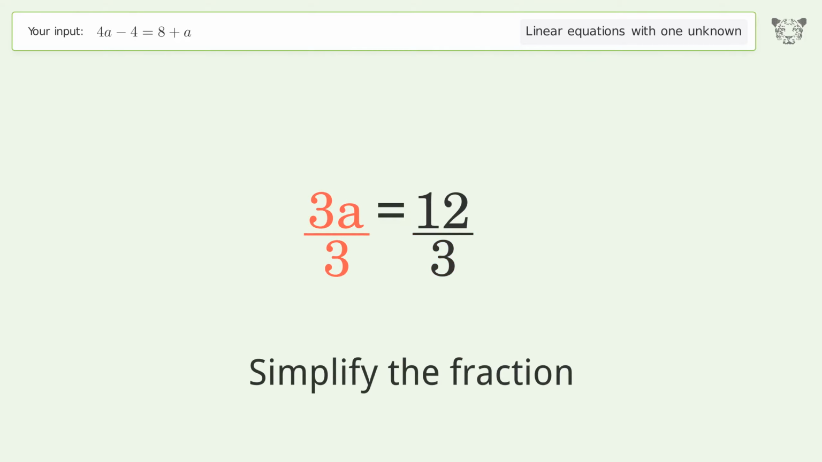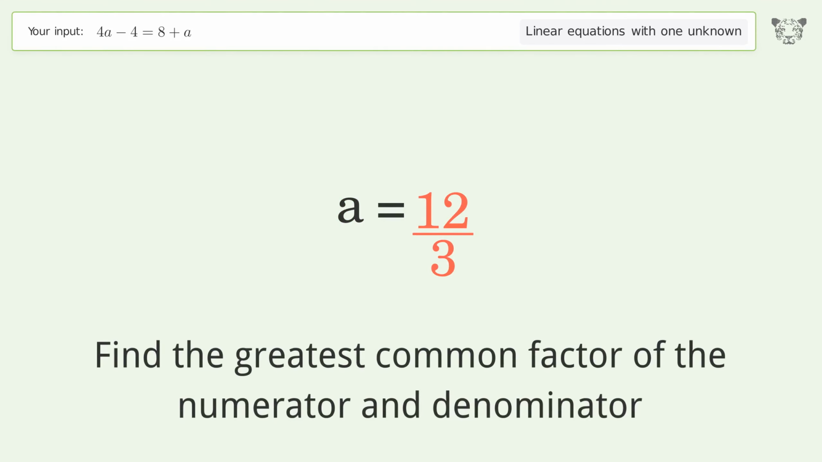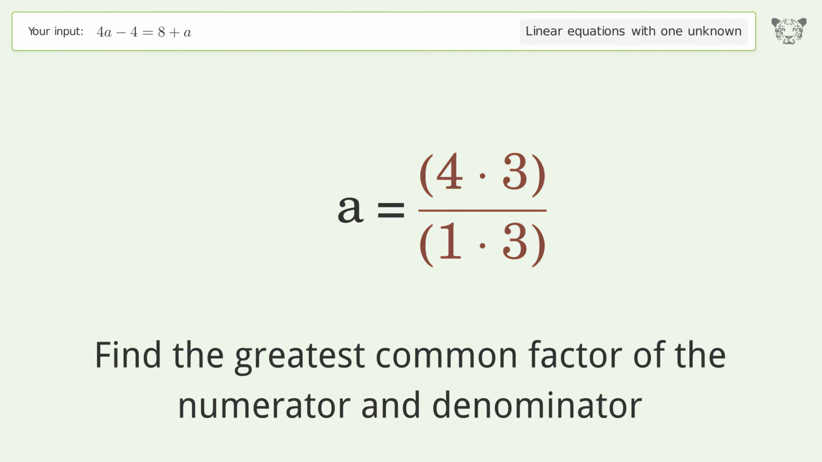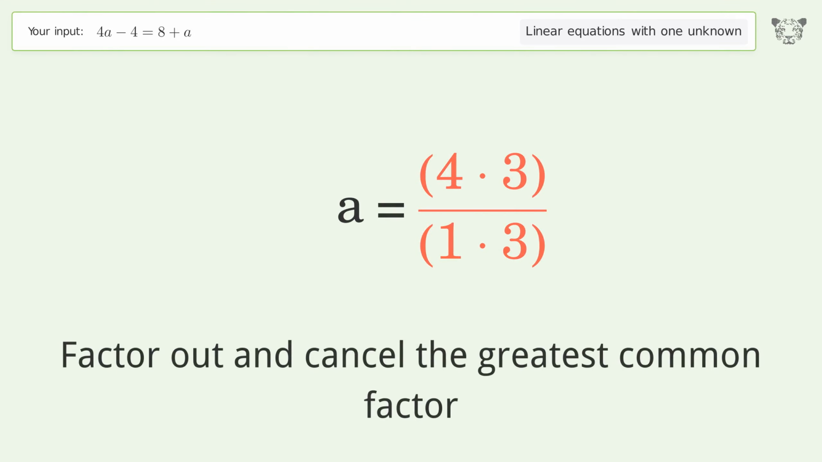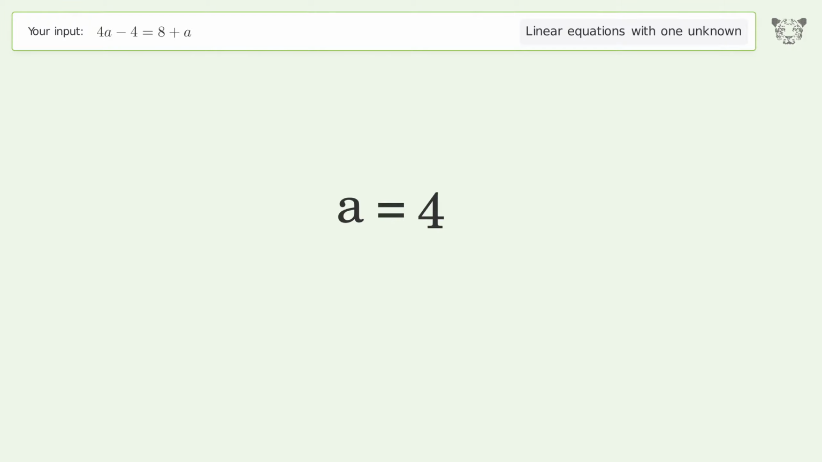Simplify the fraction. Find the greatest common factor of the numerator and denominator. Factor out and cancel the greatest common factor. And so the final result is a equals 4.